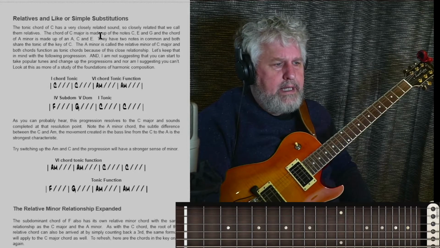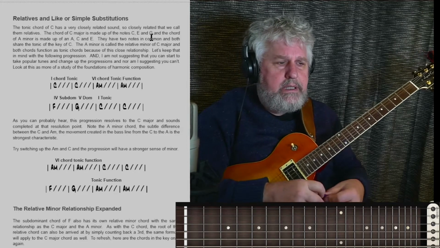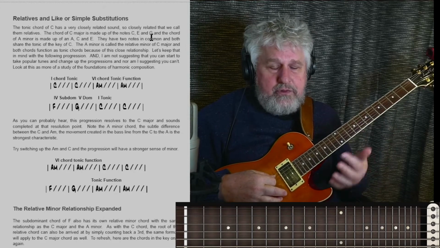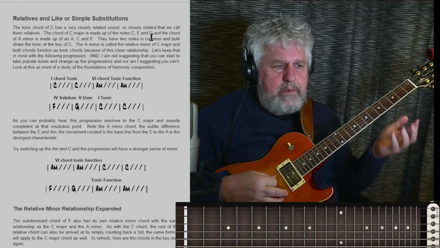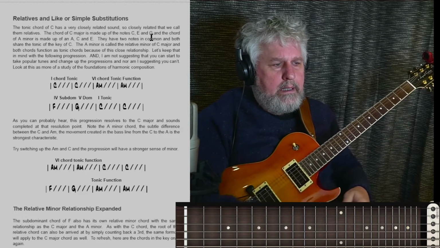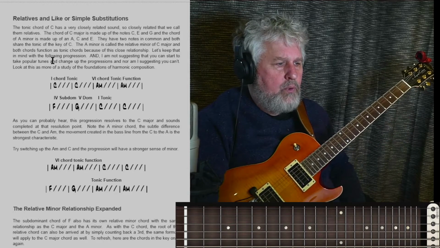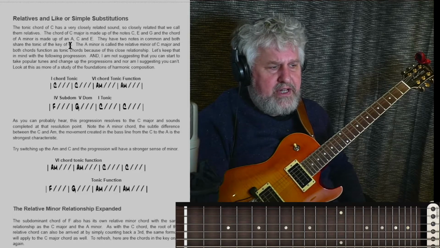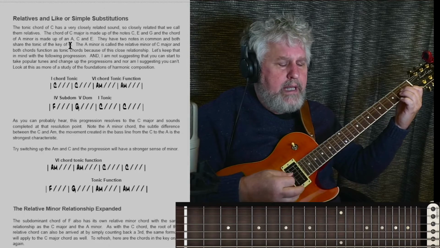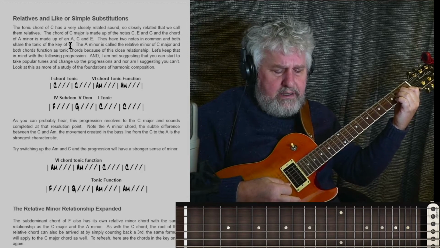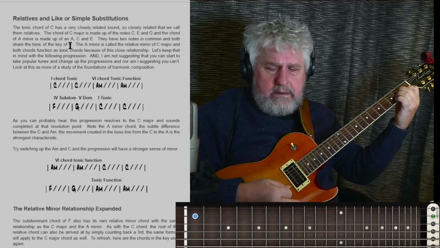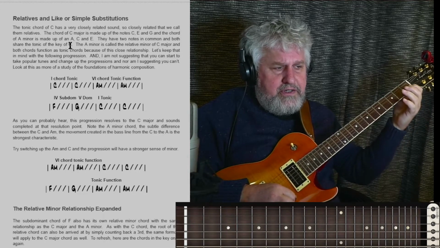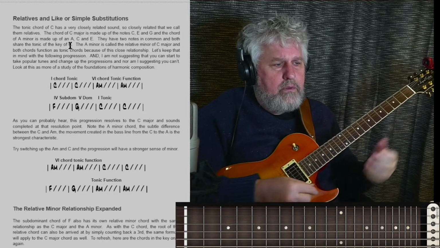The chord of C major is made up of the notes C, E, and G, and the chord of A minor is made up of the notes A, C, and E. So they both share the same harmonic DNA, if you will. They have two notes in common and both share the tonic of the key, which in this case is C. So the A minor chord has a C in it, the tonic of the key, and an E in it, the two most important notes in the C chord. So they're very, very closely related.